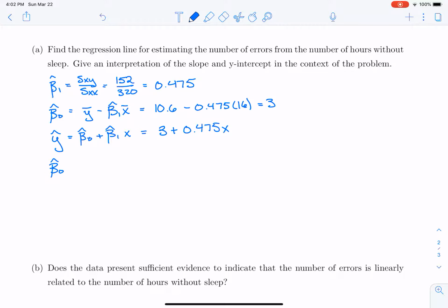So beta 0 hat, okay, that's somebody who's going to have 0 hours of sleep deprivation. Essentially a person who just woke up, we're thinking about that as 0 hours of sleep deprivation, is estimated to make 3 errors. That's the intercept.